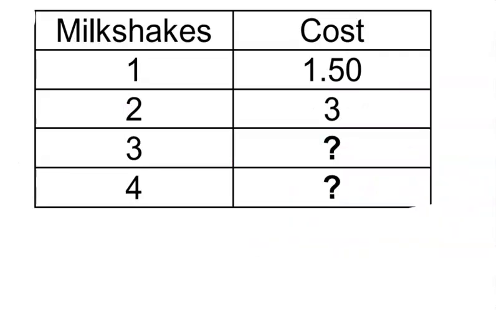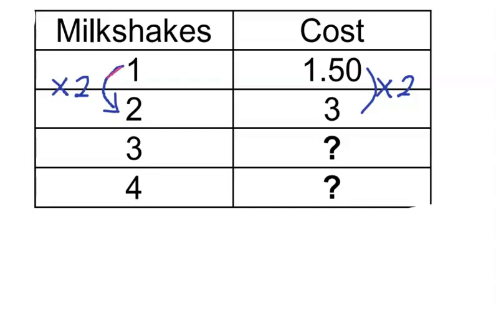Okay, so we are now going to complete this table. We're going to do the same thing that we always do when we're completing tables like this. We just look, what does it take to get from 1 to 2? We multiply by 2. So we have to do $1.50 times 2, which ends up being $3. Well, that was good.